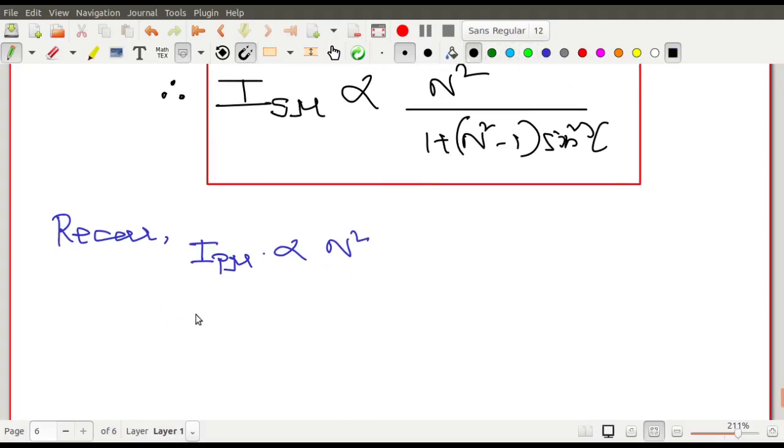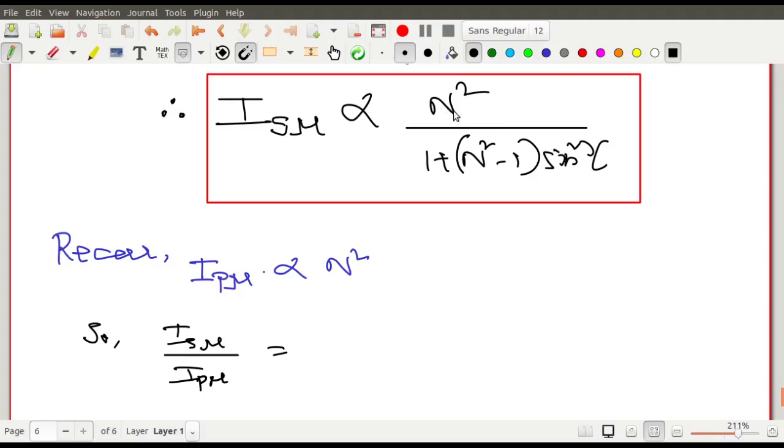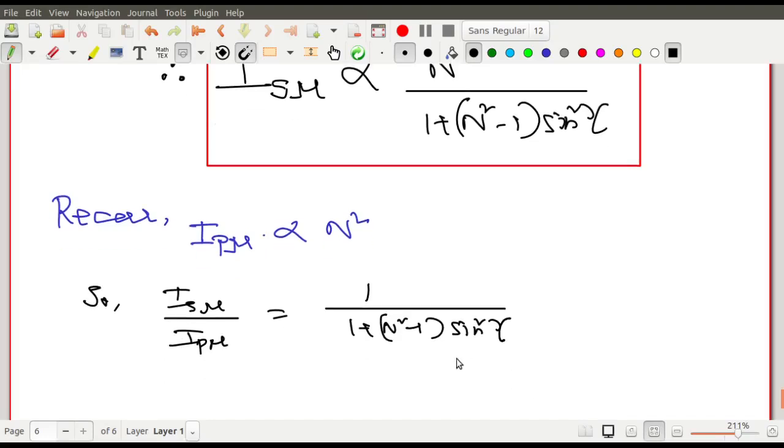So I will take a ratio of intensity of secondary maxima divided by intensity of principal maxima. So I just take a ratio, you see that the ratio comes out to be secondary by principal, so it is 1 by 1 plus n square minus 1 multiplied to sin square gamma. So that is what I find at this particular moment, and this is a very important result over here, right?